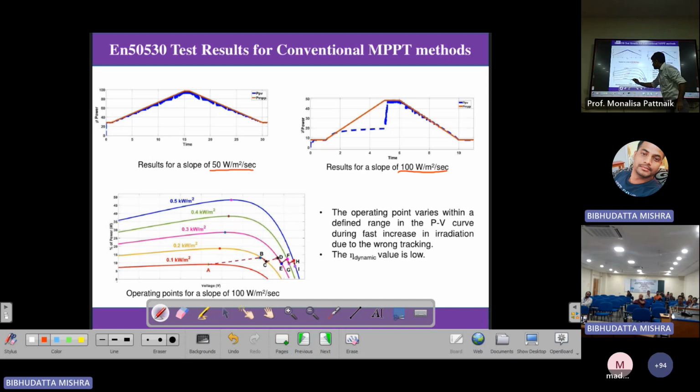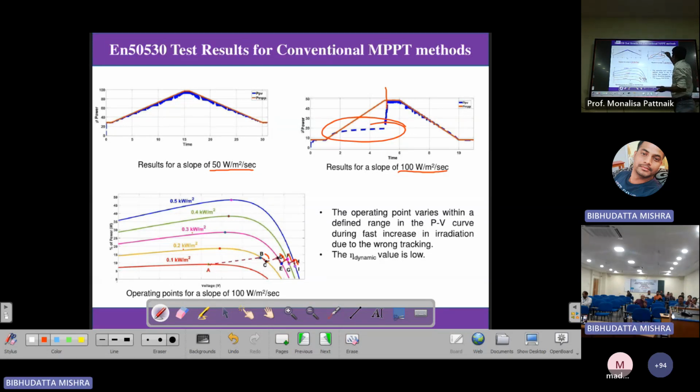It will go from here to here, then here to here, then again each 100 watt per meter square. See, this is 100 watt per meter square, 200, 300, 400. So this slope is 100 watt per meter square, which means at each 100 watt per meter square there is a change. Because it is taking the wrong decision every time, it will get stuck at this point, and you are only extracting 20% of the power. So efficiency is very low.